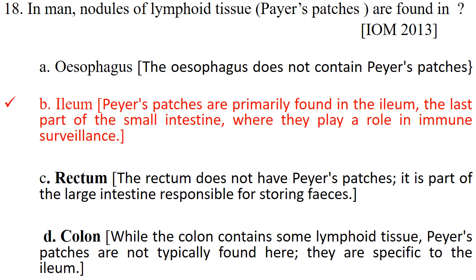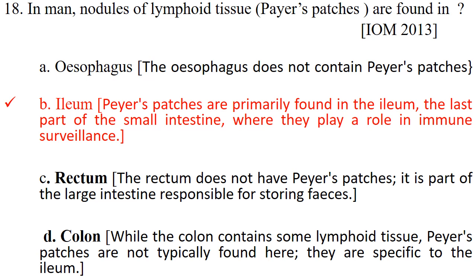The correct answer is option B, ileum, because Peyer's patches are primarily found in the ileum, the last part of the small intestine, where they play a role in immune surveillance. Option A, esophagus, is incorrect because the esophagus doesn't contain any Peyer's patches. Option C, rectum, is incorrect because the rectum doesn't have Peyer's patches.